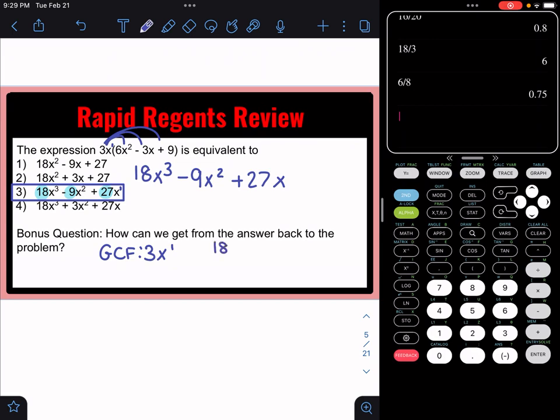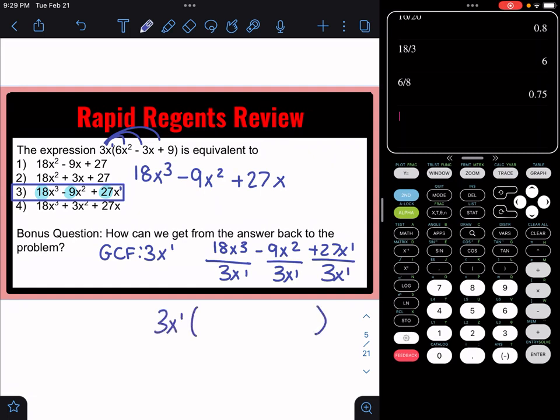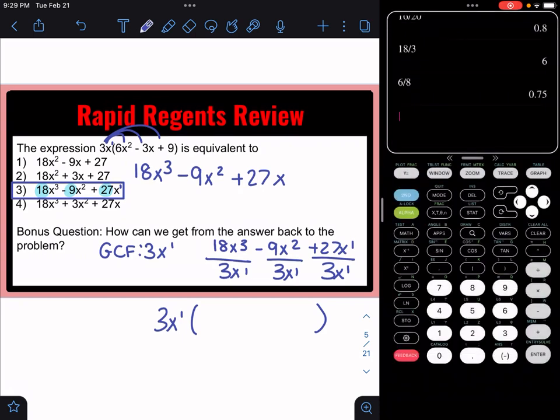Now I take that answer that I have, and I'm going to divide each term by my GCF. Each term is going to get divided by 3x to the first. I write what I divided by on the outside, and then the answer I get from dividing goes in parentheses. 18 divided by 3 is 6.